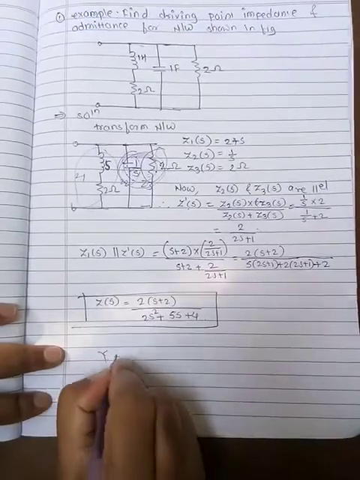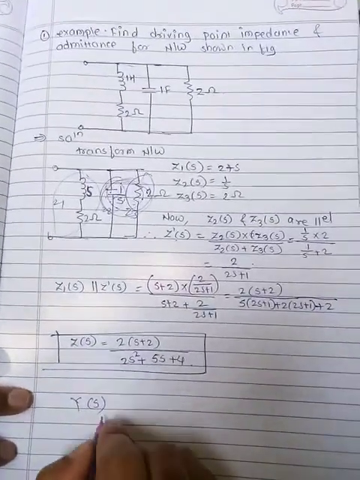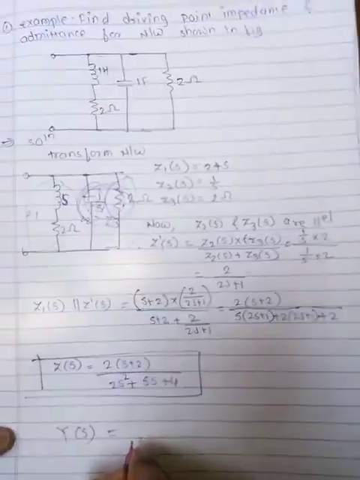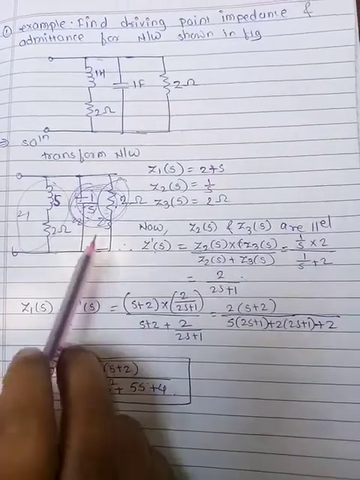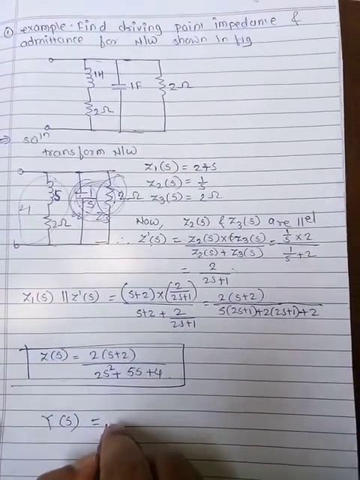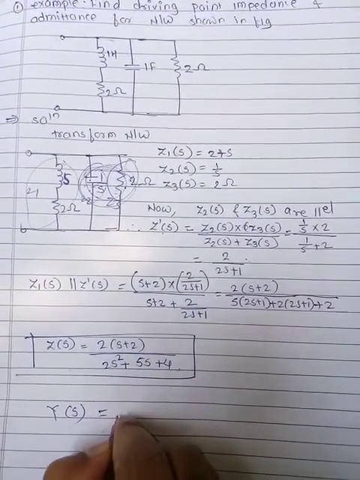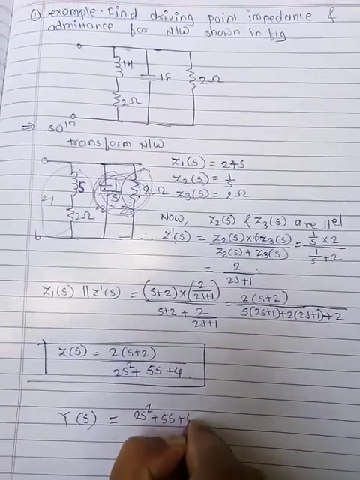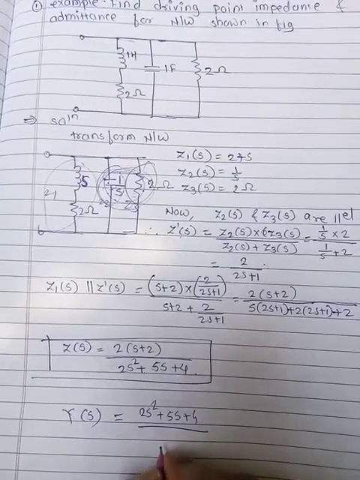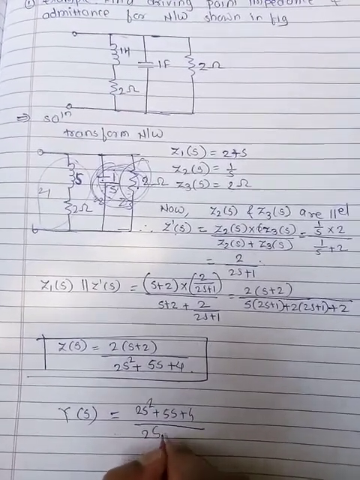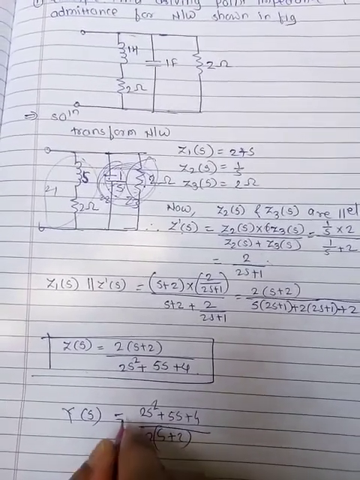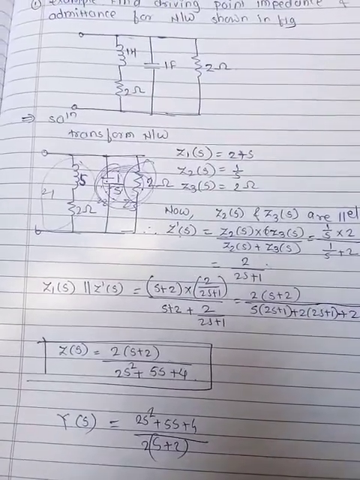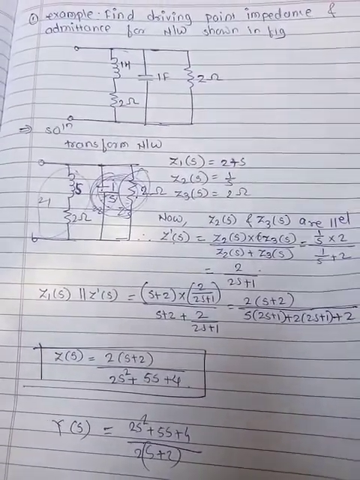Now we have to find the admittance. What is the value of admittance? Y(s) is equal to, simply we can also find I(s) upon V(s), or directly 2s square plus 5s plus 4 upon 2 into (s plus 1). This is nothing but the admittance value. This is the solution.